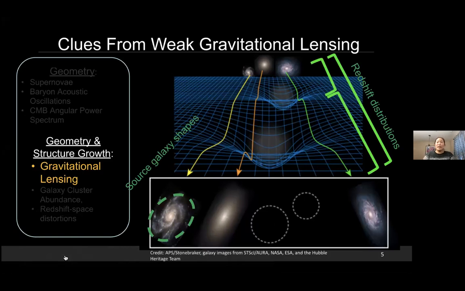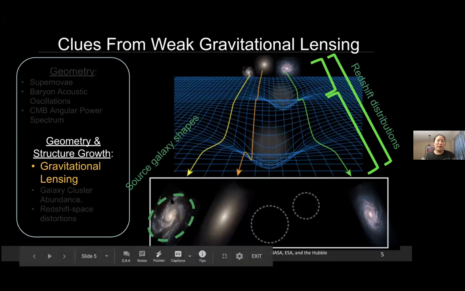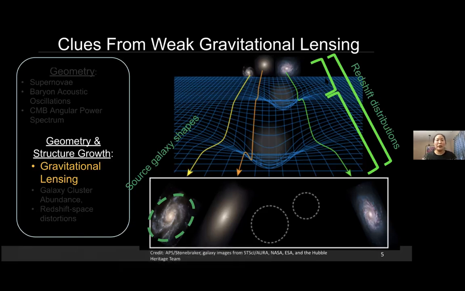Okay, so the things that matter in this analysis, there's two main properties that we measure to do any gravitational lensing analysis. One of these ingredients is the source galaxy shapes. And then the other ingredient is the redshift distribution, telling us about the geometry of the scenario.